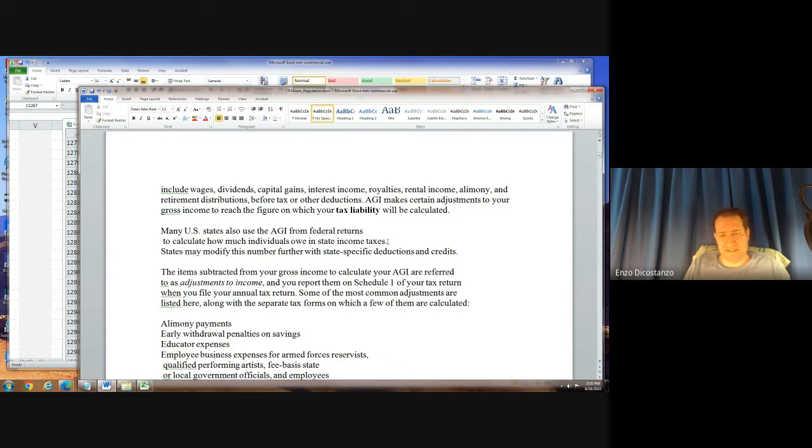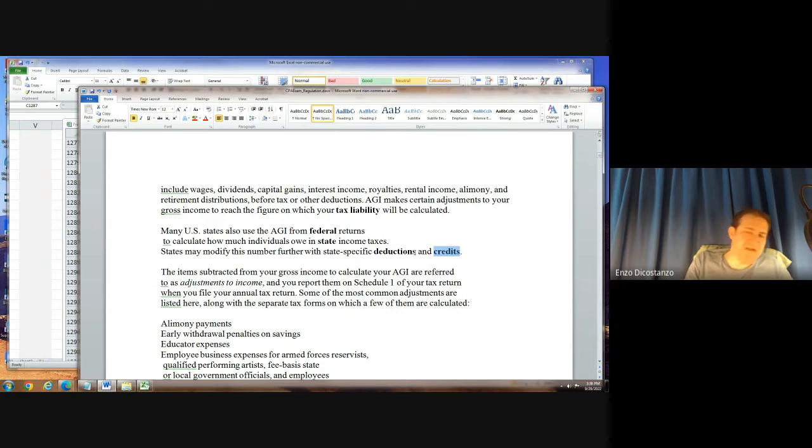Okay, so it's used for the state part as well. So it's the federal part and the state part. States may modify this number further with state-specified deductions and credits. And again, that's the big part of our deductions and credits.